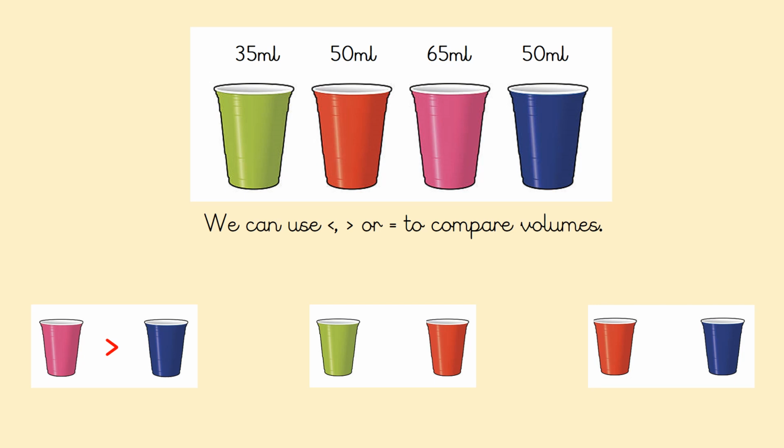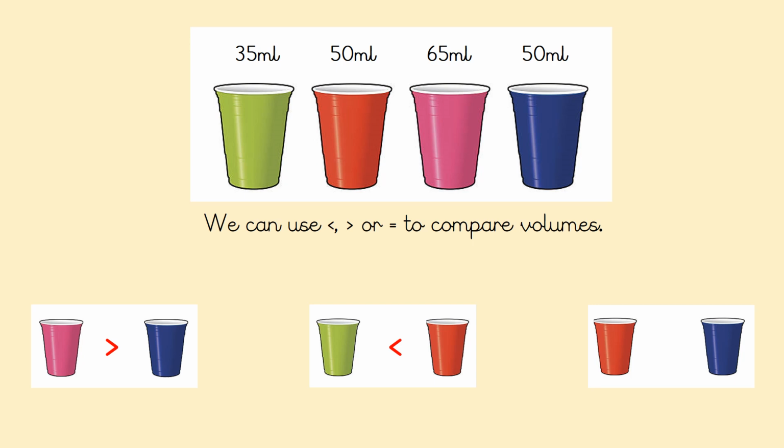So, should we use less than to say the green cup has less liquid than the red cup? Should we use the greater than symbol to say the green cup has more liquid than the red cup? Or should we use the equal to symbol to say the green cup has the same amount as the red cup? We need the less than symbol. The green cup has 35 millilitres. 35 millilitres is less than the 50 millilitres in the red cup.